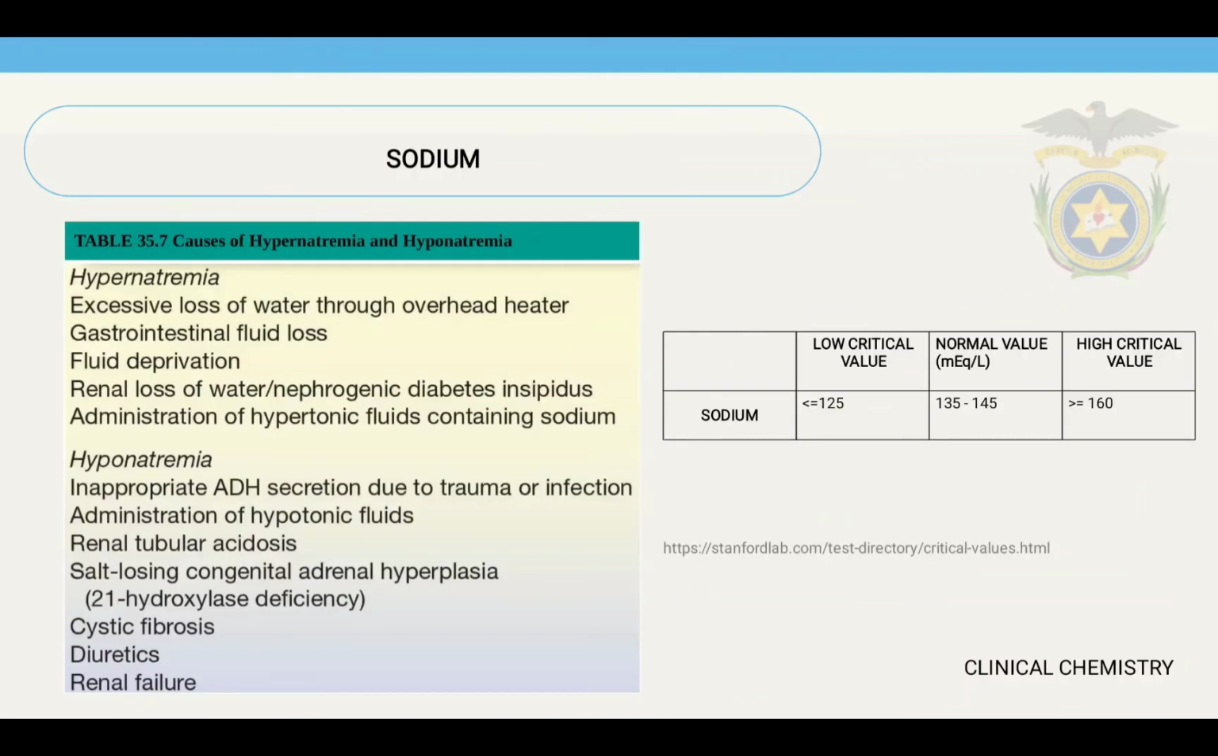You can see on the table on the left some possible causes for hyponatremia and hypernatremia. For your hypernatremia, this may be caused by excessive loss of water through overheating, fluid deprivation, or administration of hypertonic fluids containing sodium. In cases of hyponatremia, this may be due to inappropriate ADH secretion, renal tubular acidosis, as well as diuretic use. Normal values for sodium range between 135 to 145 mg per dL, with low critical values at less than or equal to 125 and high critical values at greater than or equal to 160.